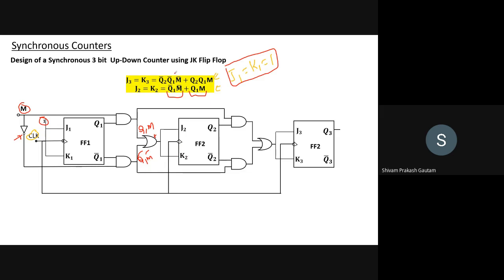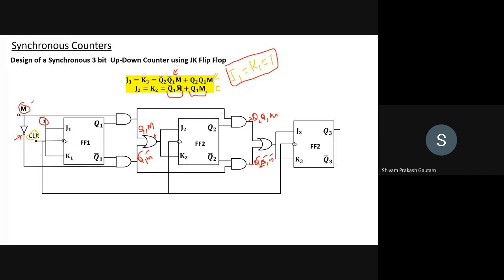Now see the input of the third flip-flop: Q2 bar, Q1 bar, M bar, or Q2, Q1 and M. From here Q1 and M is already there. Now here Q2 will be there. So this will be Q2, Q1, M. And here we will be having Q2 bar, Q1 bar, and M bar. This is an OR gate. You can flow this signal to J3 and K3. Finally, you will be having the output.